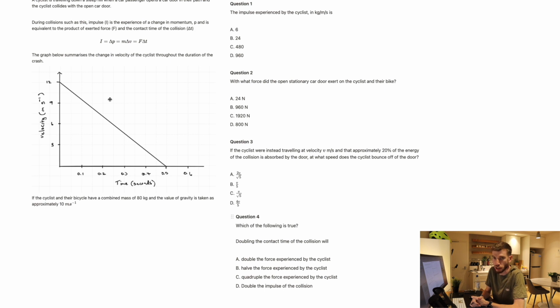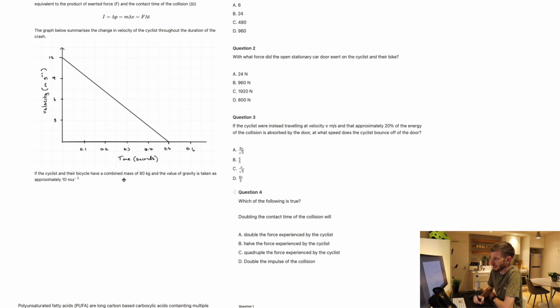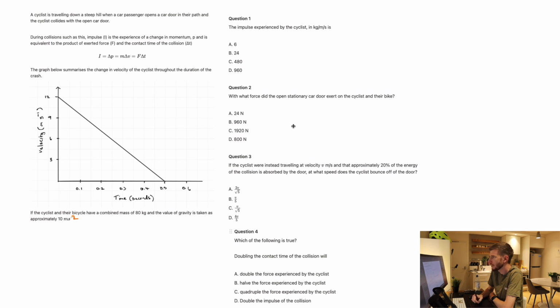cyclist throughout the duration of their crash. And we've got the graph there. If the cyclist and their bicycle have a combined mass of 80 kilos and the value of gravity is taken to be approximately 10 meters per, that should say square seconds. As always, I have my characteristic typos along the way. Should edit these more and more.